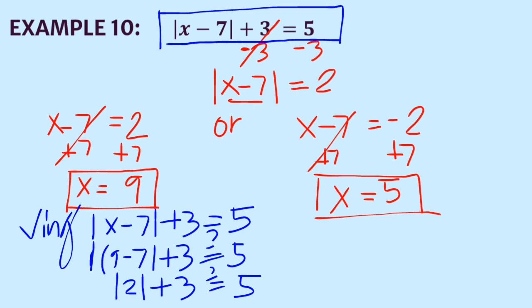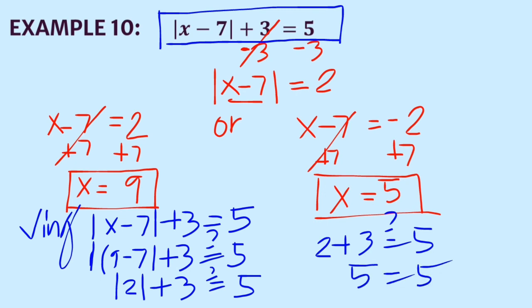So what is the absolute value of 2? It is 2. And plus 3, 2 plus 3 is 5. Equal or not? Equal. It means that 9 is our solution set.